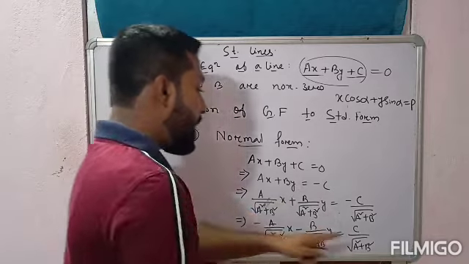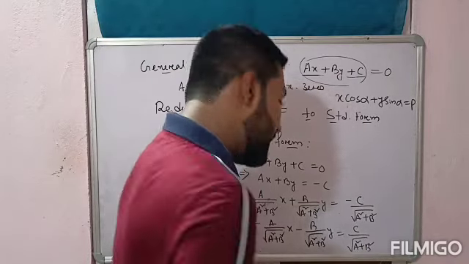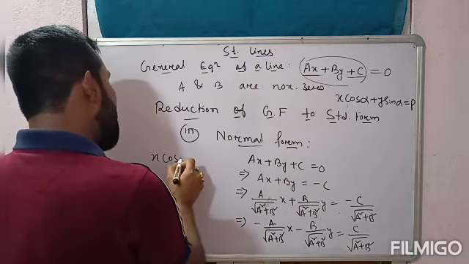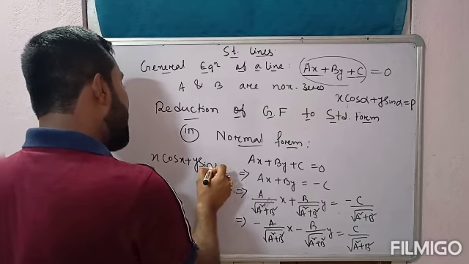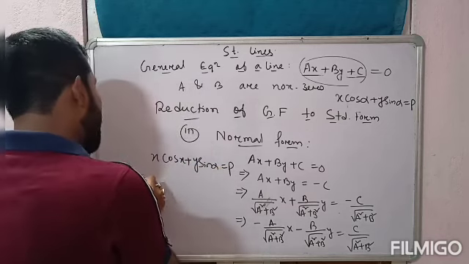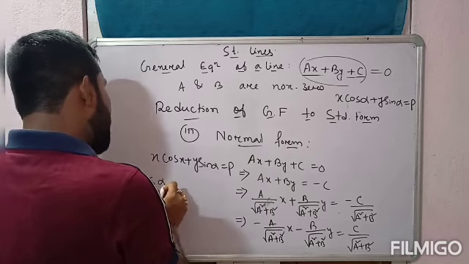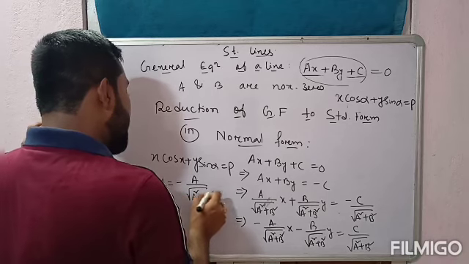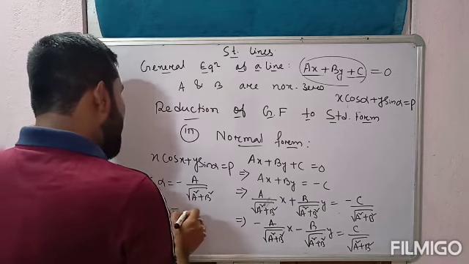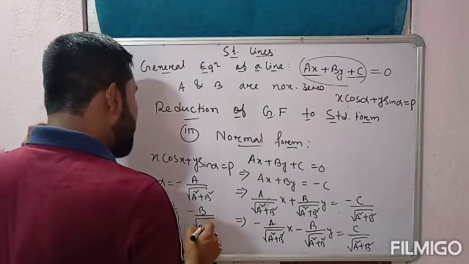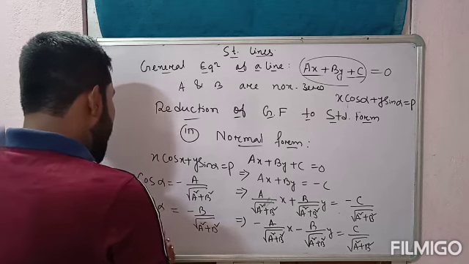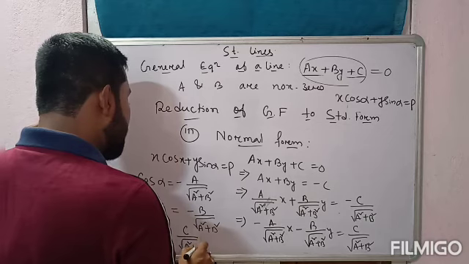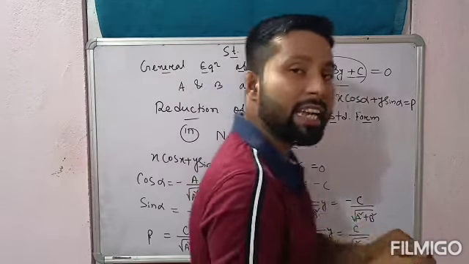So after making the constant positive, now you compare this equation with the standard form. If I compare with x cos alpha plus y sin alpha is equal to p, see what will happen. What will be the value of cos alpha? Cos alpha is equal to minus a by root over a square plus b square. Sin alpha is equal to minus b by root over a square plus b square. And p is equal to c by root over a square plus b square. Just compare and find the values of these terms, that's it.